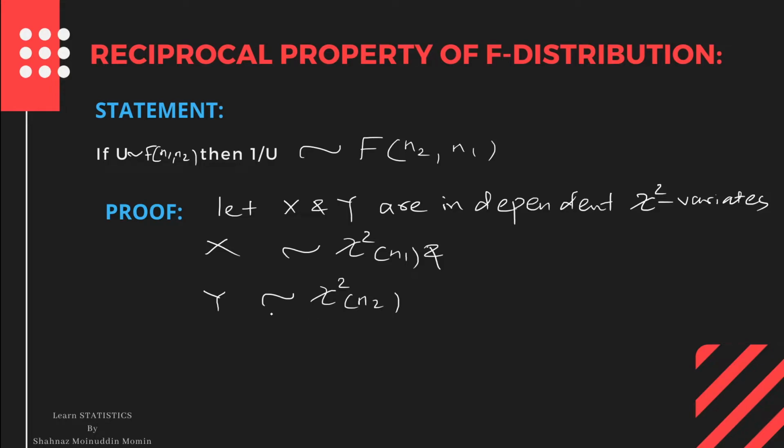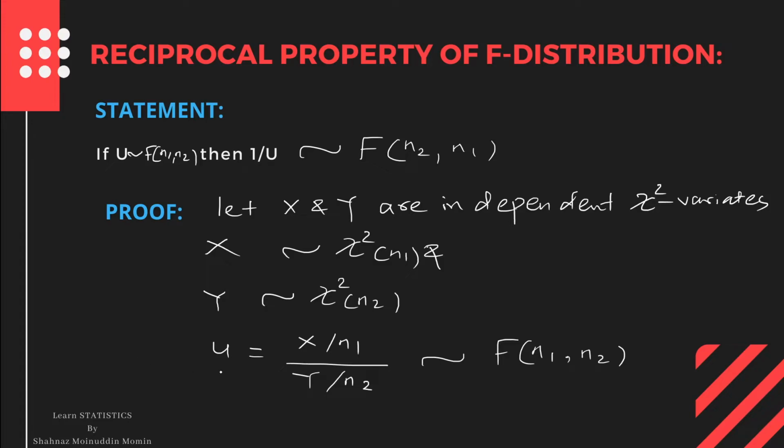Then we know that F distribution is the ratio of two independent chi-squares divided by their degrees of freedom. By using this property, I shall write u equal to x upon n1 divided by y upon n2. Since x and y are independent chi-squares divided by their degrees of freedom, this u must follow an F distribution with n1 and n2 degrees of freedom.